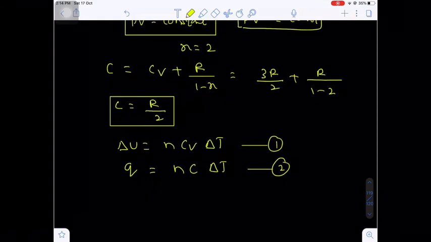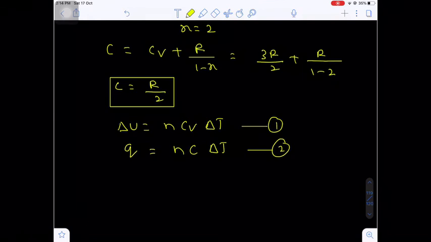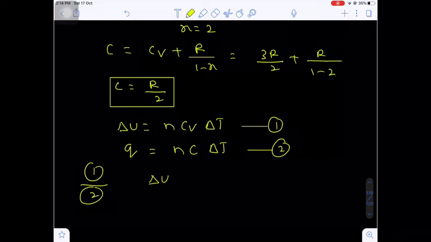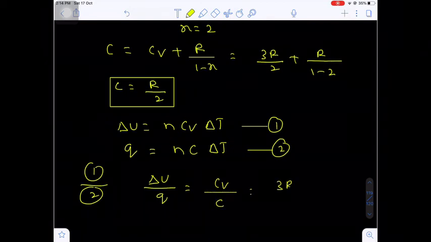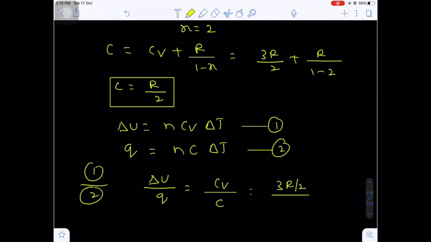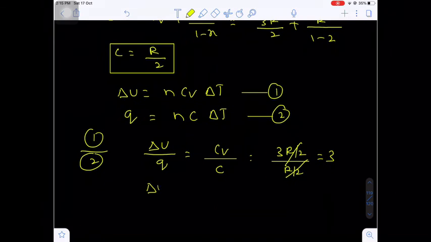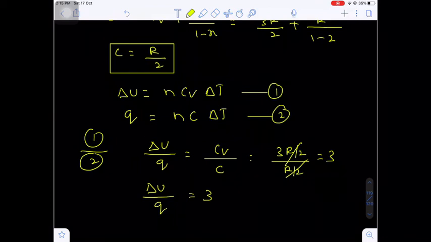Now what I am trying to do is find the relation between the change in internal energy and heat supplied. So equation 1 upon equation 2. Delta U upon Q I am writing equal to Cv upon C. What is the Cv value for monoatomic gas? 3R by 2. And what is the C value we got here? R by 2. So R by 2 gets cancelled. So you will get delta U by Q equal to 3.